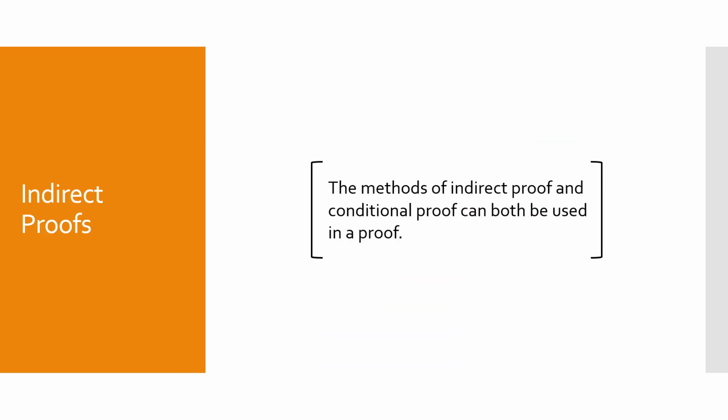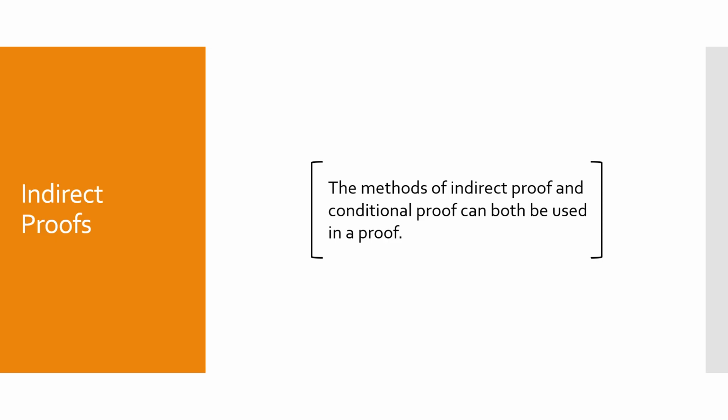Now, there's one last point to be made about this, and that is that the methods of an indirect proof and conditional proofs can both be used together in a proof. Just like we saw in the last video where you could take a conditional proof and embed it with another second conditional proof, what we find is you can use these two interchangeably. I can have an indirect proof that is going to use in its proof a conditional proof as a secondary proof, or vice versa. I can have a conditional proof where I start with, and then I use a second indirect proof as a kind of embedded proof within that original conditional proof.